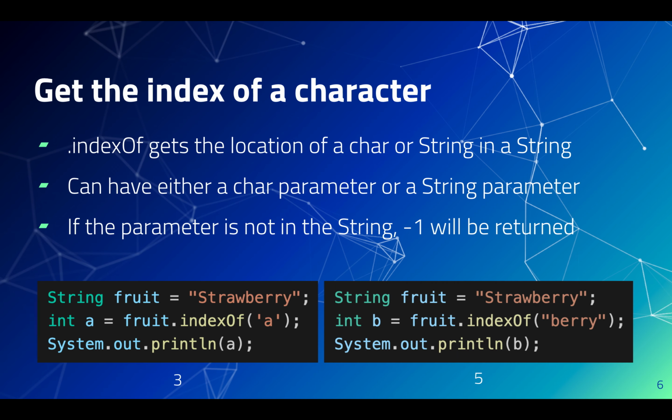Here we give the method a string, and it'll find the index where Barry starts. This means you'll get back the index of the B in Barry, which is 5. If we passed in something that wasn't in the string, like apple or banana, then we would get back -1.